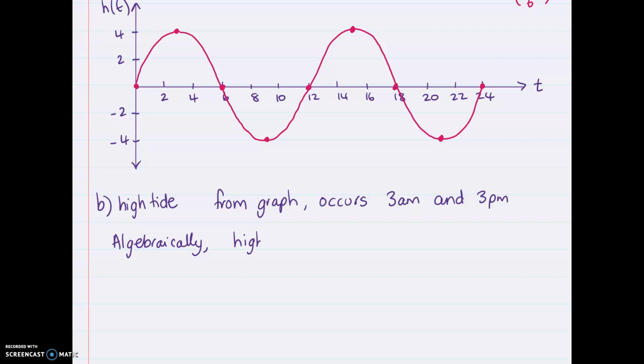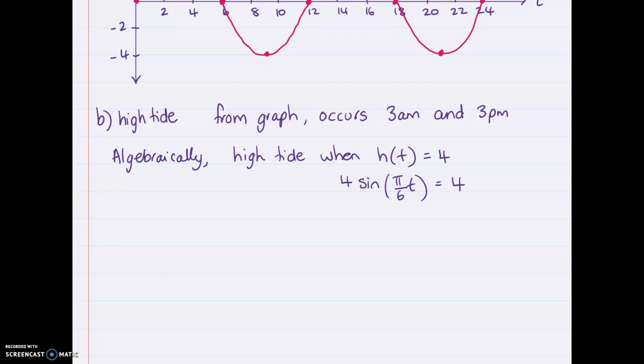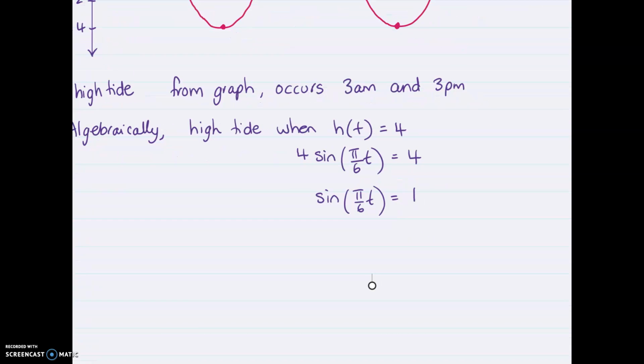high tide's going to happen when it's at 4 meters. High tide when your height equals 4. So if I take my equation for height, which is 4 sine pi on 6t, and I make it equal to 4, rearrange it so you just have sine of some angle. That means divide both sides by 4, gives you 1. So we want to know, where does sine of some angle equal positive 1?